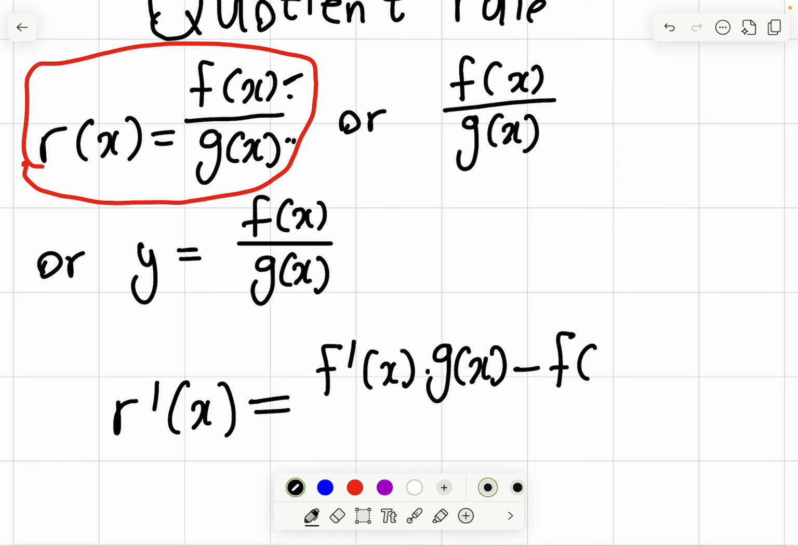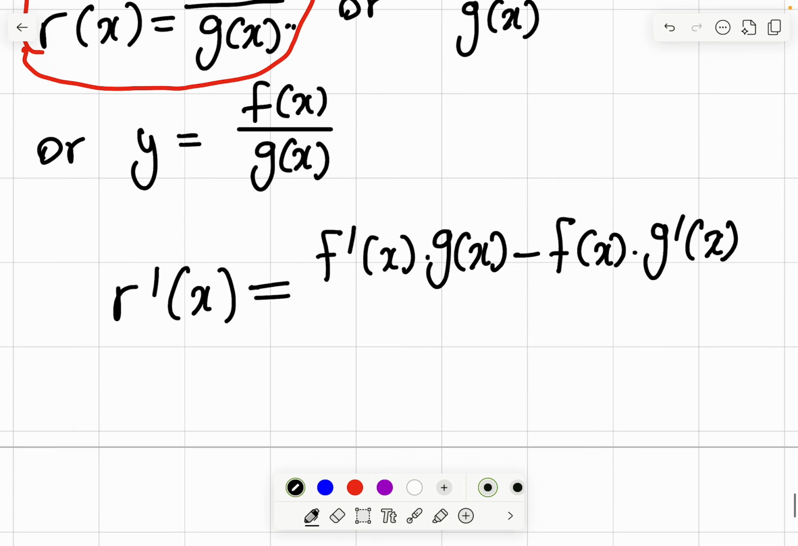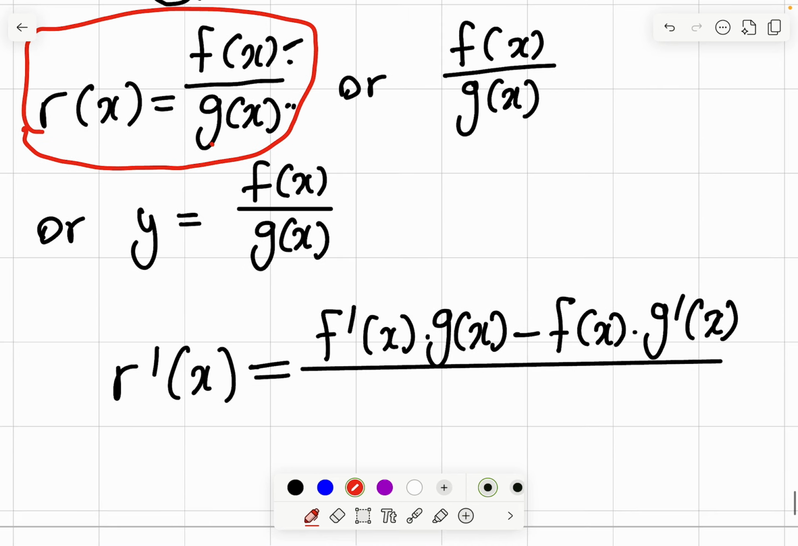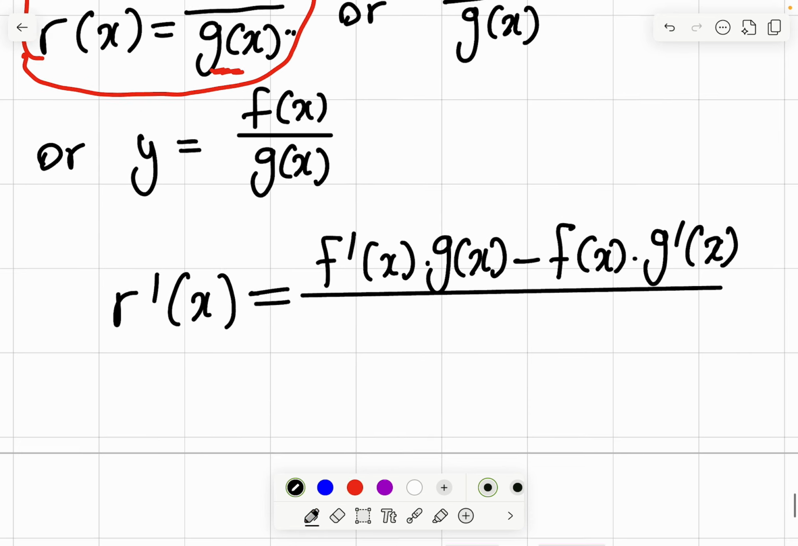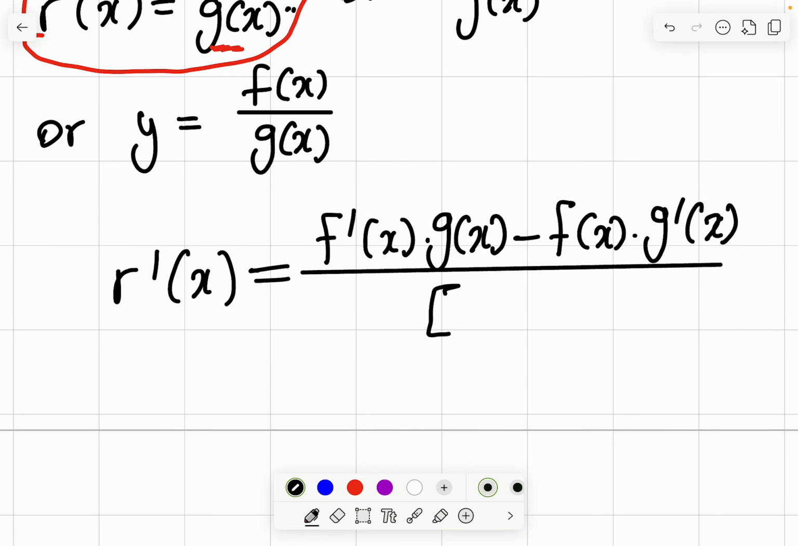Now you are going to keep the first function, then derive the second function, which is the bottom one. Then we are not done. You are going to take this bottom function and square it. You don't derive it, you just square it. You don't do much. Like this.